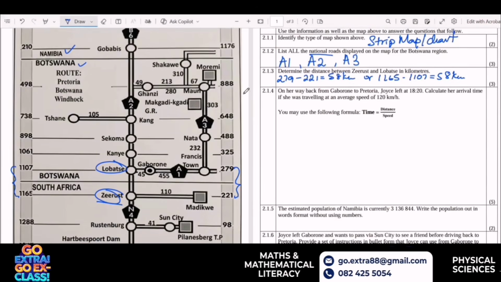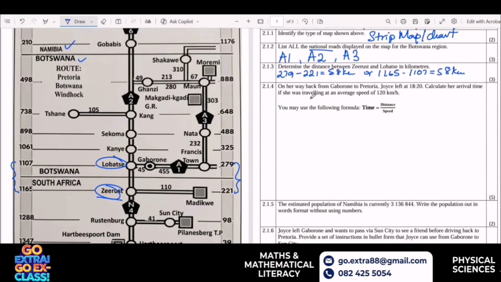Now here we go to this part of the question. It says that on her way back from Gaborone to Pretoria, Joyce left at 18:20. This is a 12-hour format time. It's very important to note that. And then calculate her arrival time if she was traveling at an average speed of 120 kilometers. Now you may use the following formula.